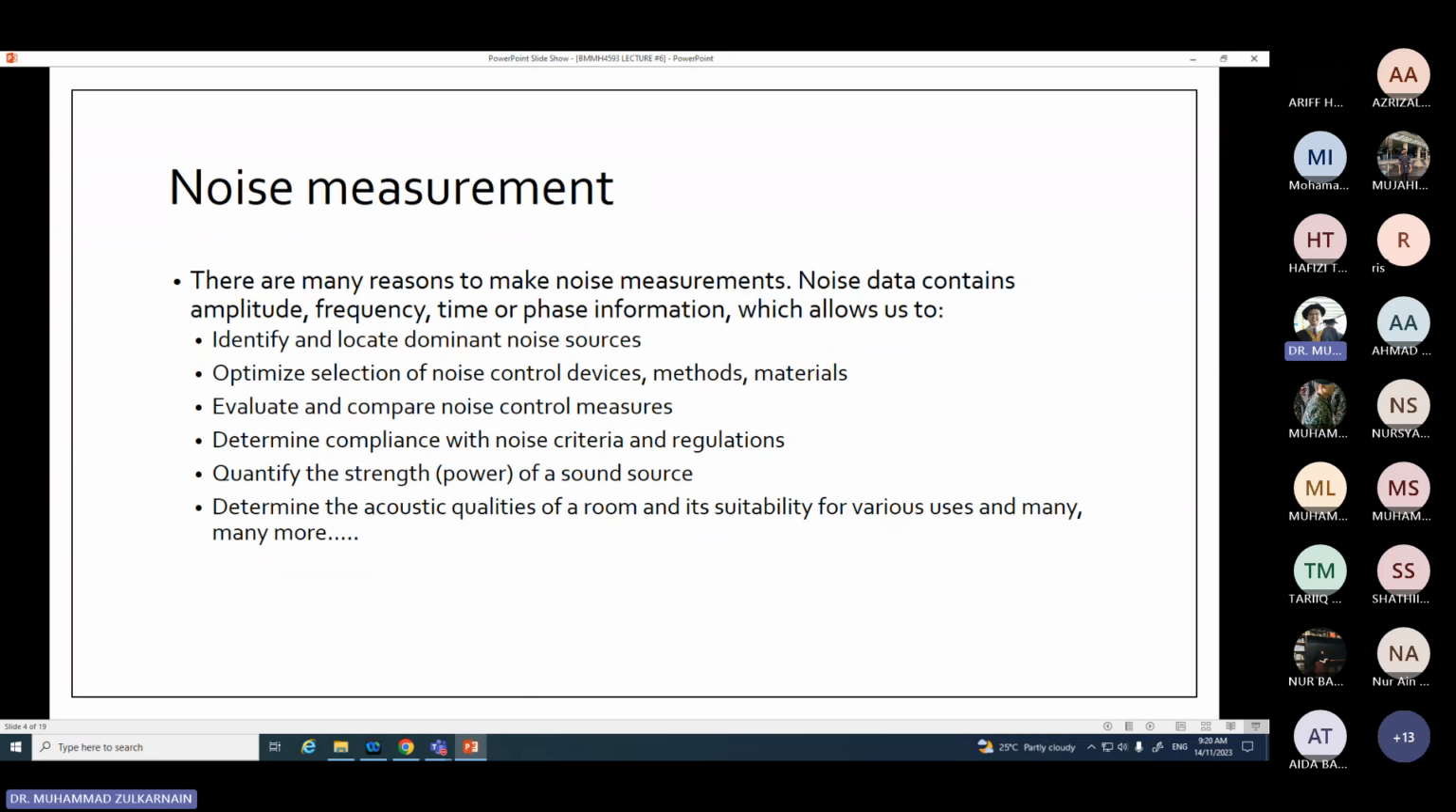So maybe we can try to find what device can reduce in that range of the power. And the last one, determine the acoustic qualities of the room and its suitability for various uses, and many more. This means that maybe this source will impact several spaces or regions. So if we try to solve, we solve for all spaces and regions. Yeah, so we can make sure the system we evolve to cover the noise can cover all regions.